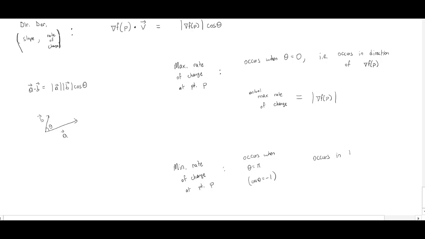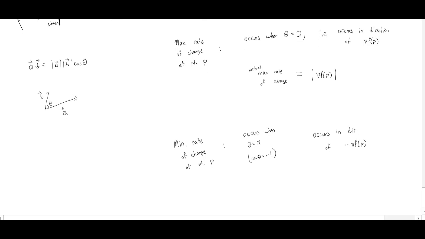occurs in the direction of the negative of the gradient vector. Okay? And then the actual minimum rate of change, the actual value of this, is just going to be the negative of the length of the gradient.